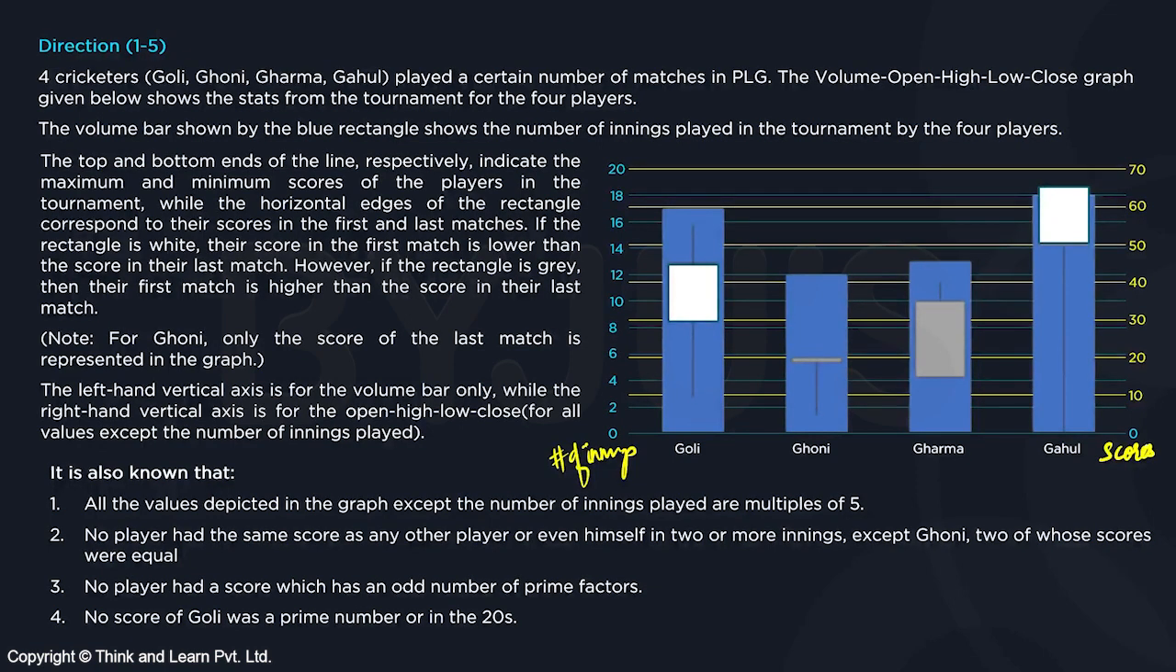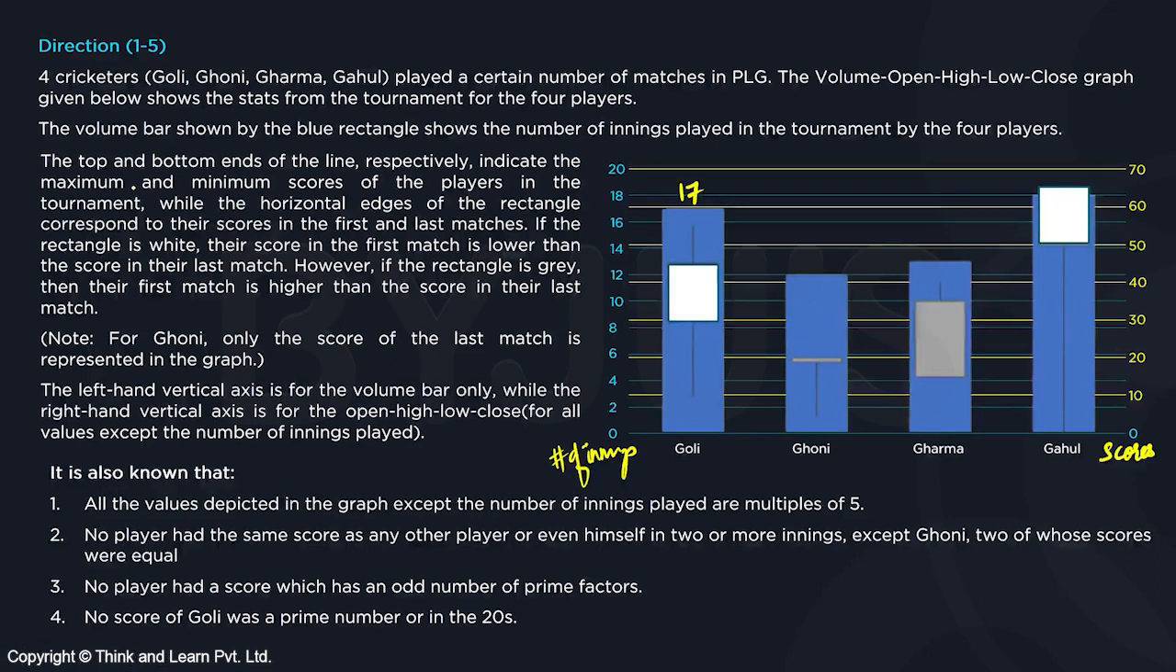Now, how do I know this? So it says the volume bar is represented by the blue rectangle, and it shows the number of innings played in the tournament by the 4 players. So let's take an example for Goli. Goli played more than 16 and less than 18 innings. So Goli played a total of 17 innings.